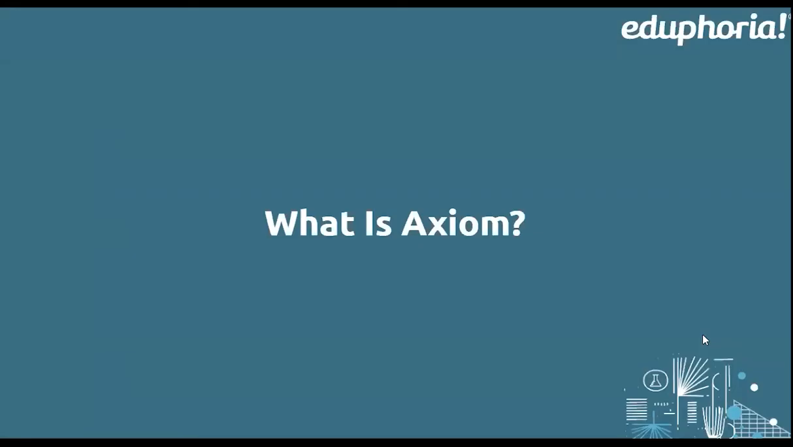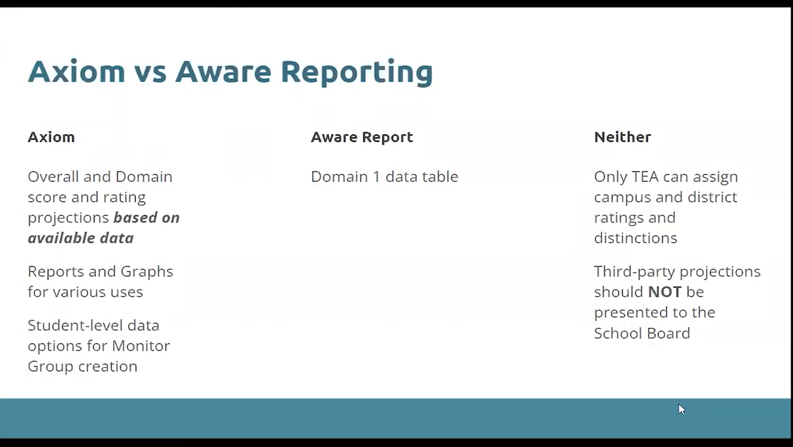All right, so just briefly, I know that some of you are current users, some of you will be new users of Axiom. So Ed and I just wanted to give you a brief overview and highlight the differences between what you have already in Aware and what you will get if you have the Axiom module add-on. So in Axiom, obviously, you're going to have a more robust accountability projection. So you get overall and each of the domain scores. Those would be for your overall district and your campuses based on the available data. So we'll talk a lot more about what's in there and what you have to do manually, but you will get those projections.